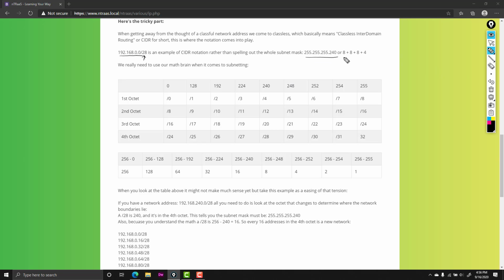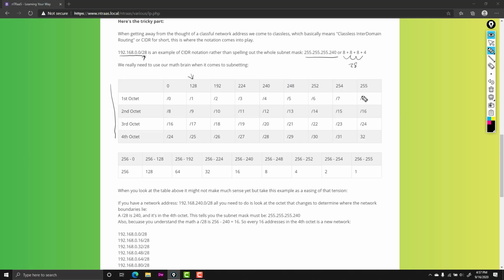255.255.255.240, 8 plus 8 plus 8 plus 4 equals 28. Now here is a really nice table that allows us to see where the octets live, what their bit notation is, as well as the subnet mask identifier. So for example, we're seeing here a /28.